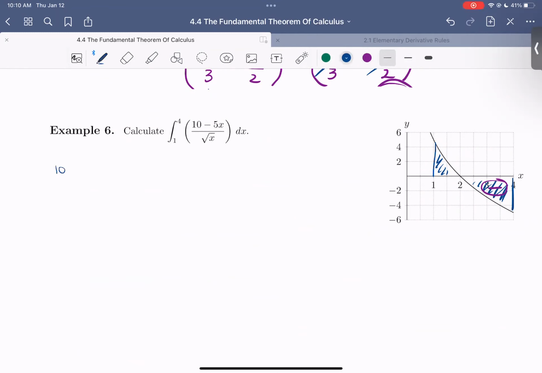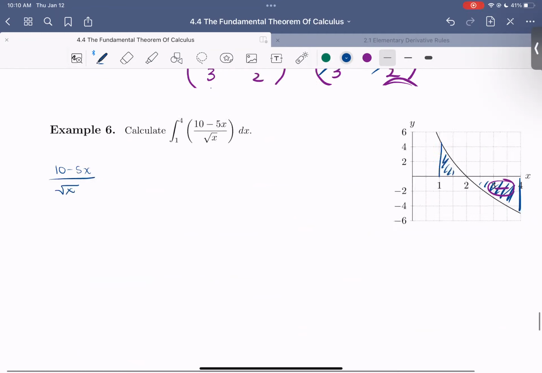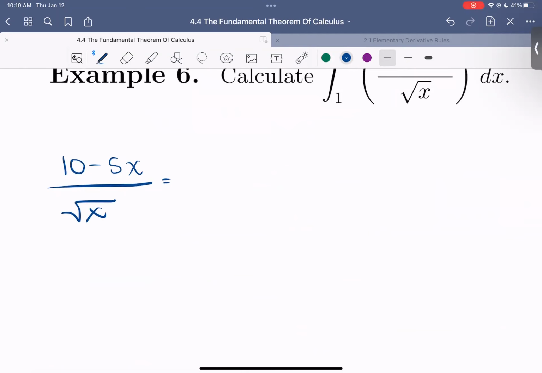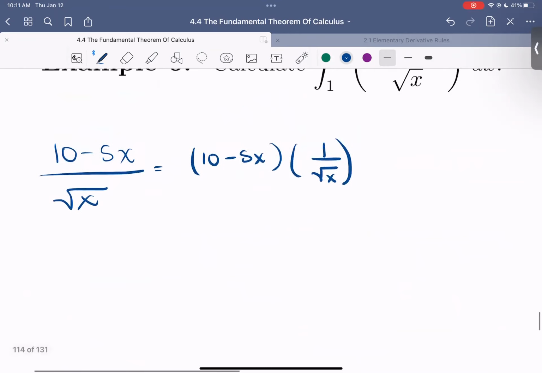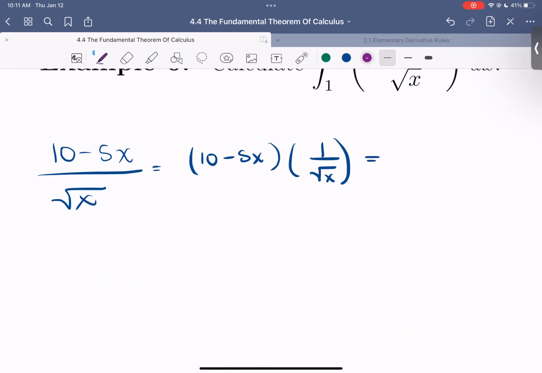So we're starting with the integrand (10 minus 5x) over root x. So that's equivalent to (10 minus 5x) all times 1 over root x. Dividing by the square root of x is equivalent to multiplying by 1 over the square root of x. So we can distribute that 1 over square root of x into each term, which becomes 10 over square root of x minus 5x over the square root of x.